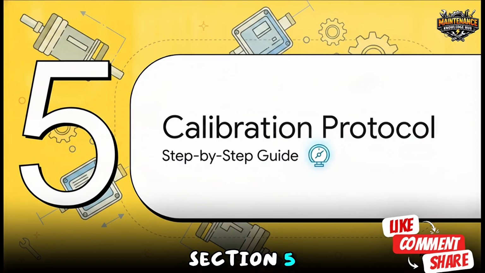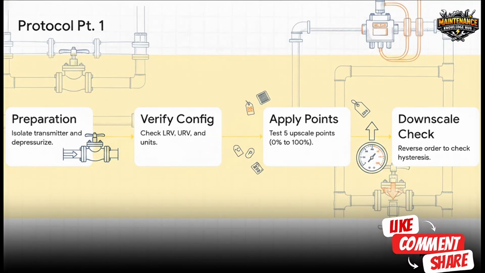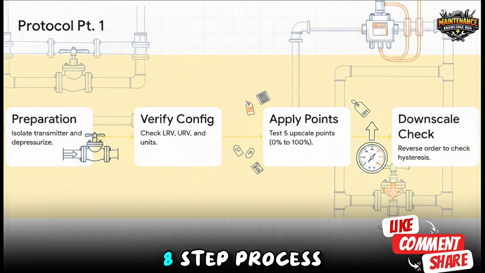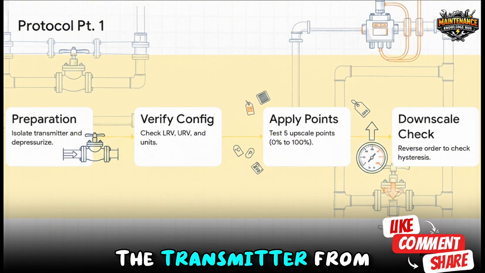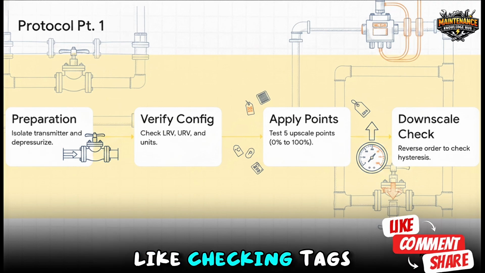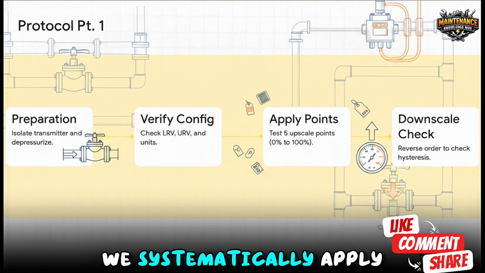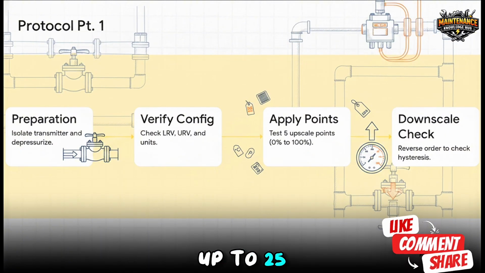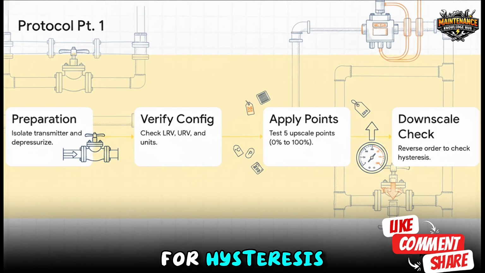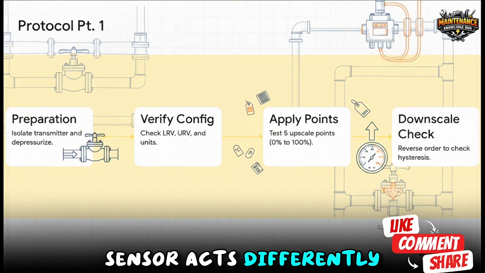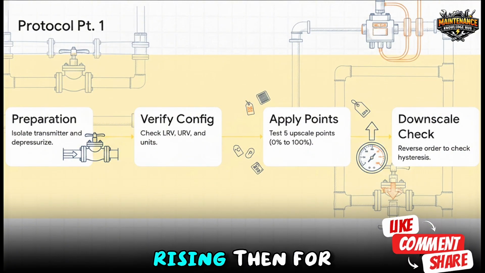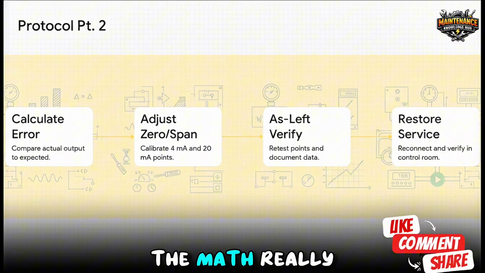Which brings us to Section 5, the calibration protocol. The calibration procedure itself is incredibly strict, as you'd probably expect. In the first half of our 8-step process, we safely isolate the transmitter from the process, verify its configuration, like checking tags and units, and then perform a really precise 5-point pressure test. We systematically apply known pressures from 0 up to 25, 50, 75, and finally 100%. And then we immediately follow that up with a downscale check back to 0 to test for hysteresis. That just means we're checking to see if the sensor acts differently when the pressure is falling versus when it's rising.